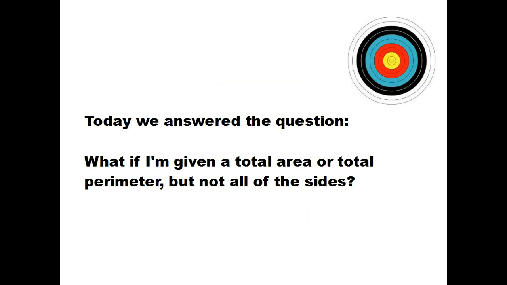So today we've answered the question, what if I'm given a total area or total perimeter but not all of the sides? You know to use your formulas to create an equation and use what you know about algebra to find the missing pieces.